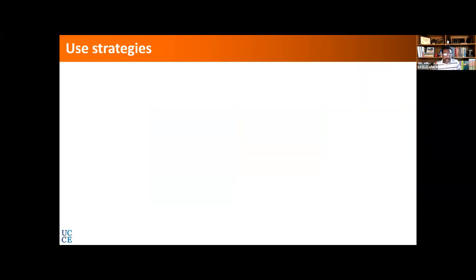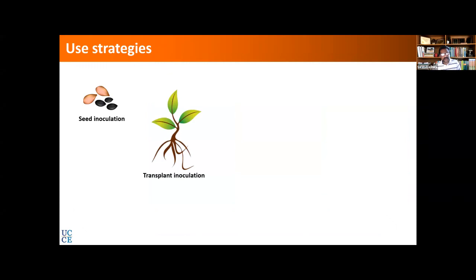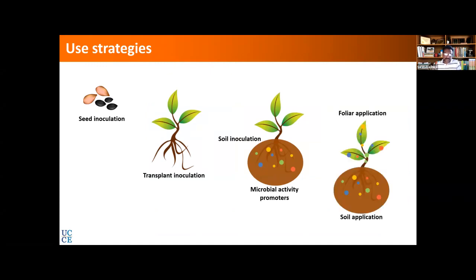Okay, and then what are different use strategies? You can use as a seed inoculation, apply to the soil, treat the transplants, or use as a foliar spray throughout the crop production, depending on the material we are using and the purpose it is used for.